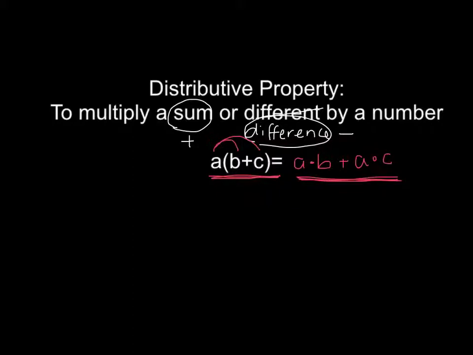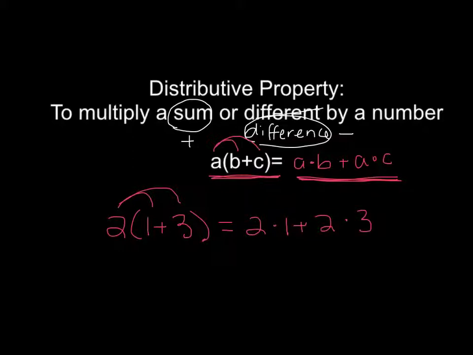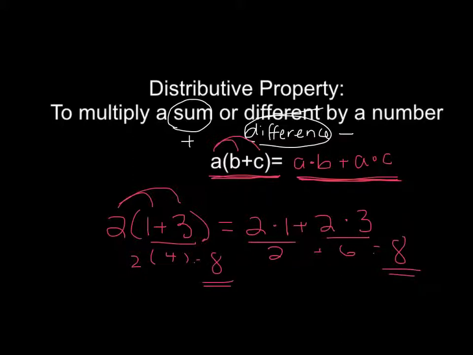They are equal expressions. If we were to put numbers in there, if we were to say 2 times the quantity 1 plus 3, that is also equal to 2 times 1 plus 2 times 3. So 2 times 1 is 2, 2 times 3 is 6, so 2 plus 6 is 8. And we can also do this in our head. 1 plus 3 is 4, and 2 times 4 is 8. So we know these are equal. They are equivalent expressions.